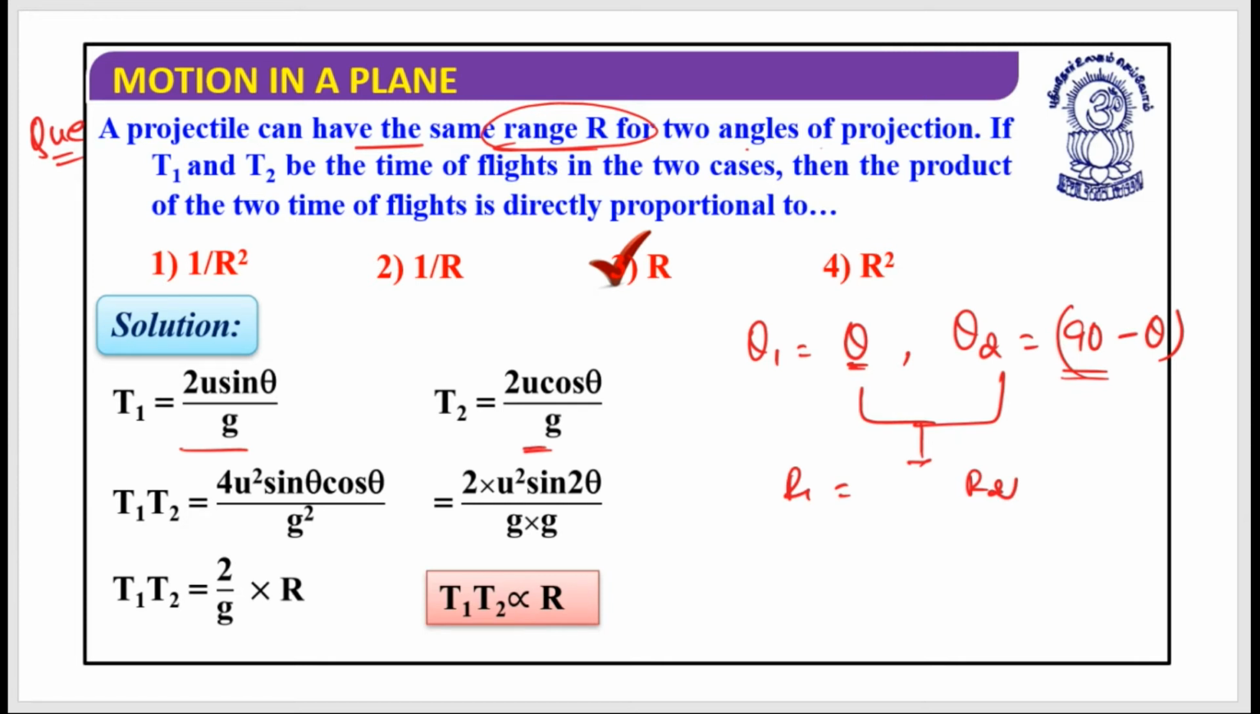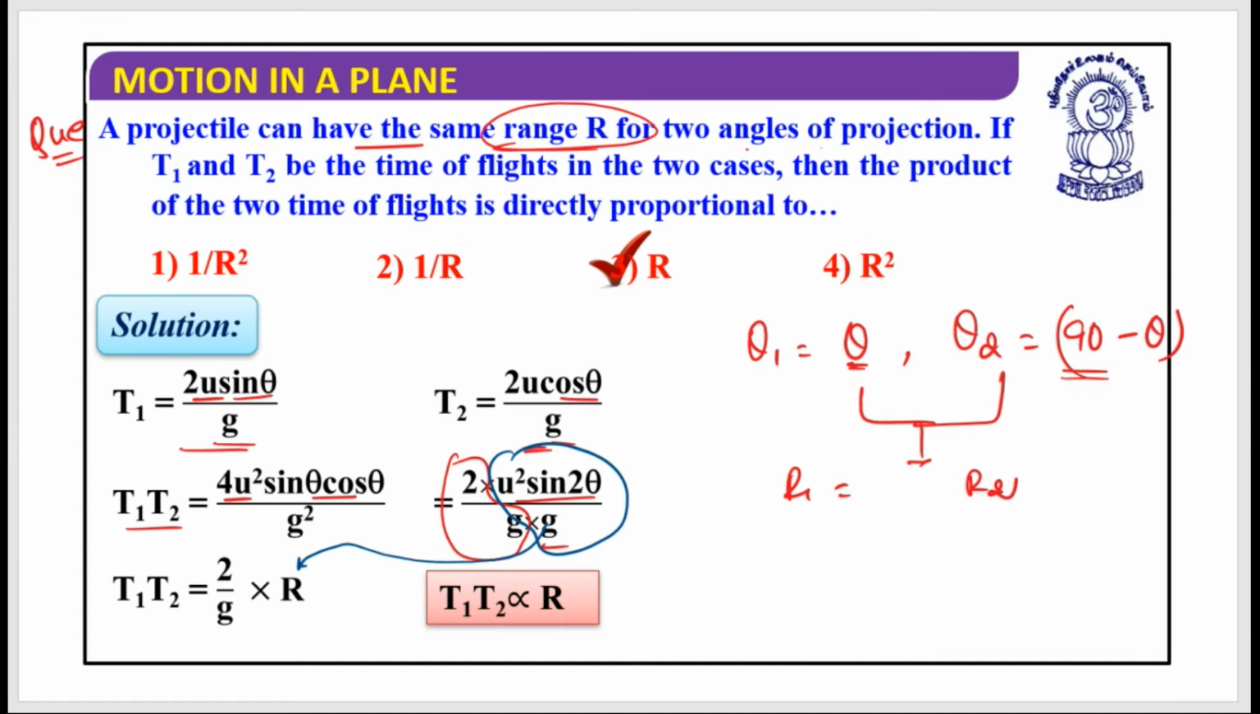Yes, so let's just multiply this. It's t1 into t2, and it's 4u square sin theta into cos theta divided by g into g, it's g square. So let's keep this aside, and u square sin 2 theta by g, it's a range. This is the range. So this is 2R by g.